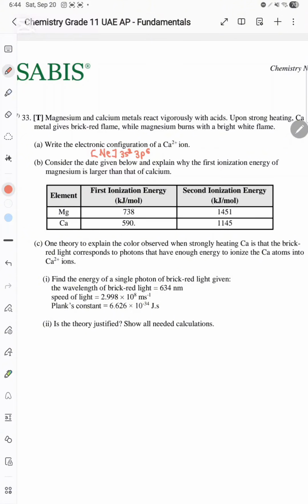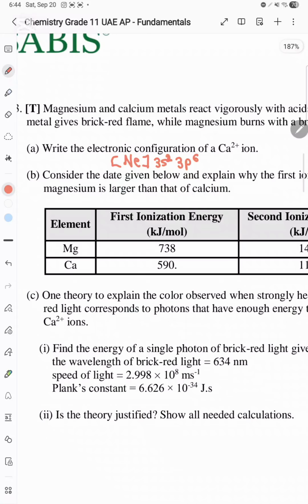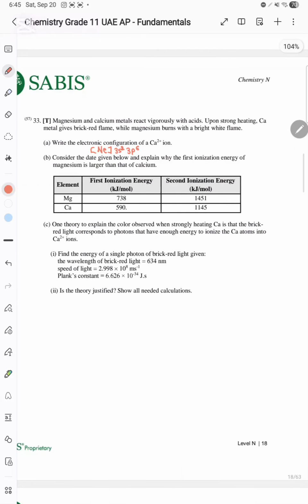You could even calculate the ratio. Now, the valence electrons in calcium are 4s2, whereas in magnesium, the valence electrons are 3s2. 4s2 are more shielded than 3s2. They're less attracted to the nucleus, so they're easier to remove. That's why.